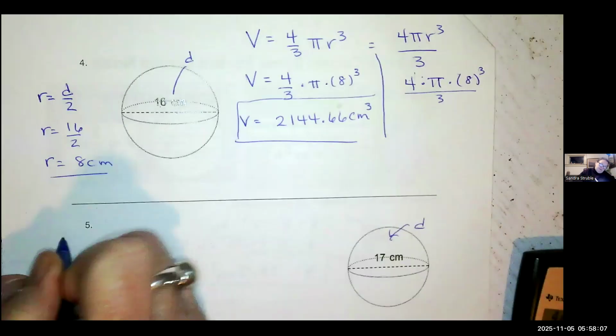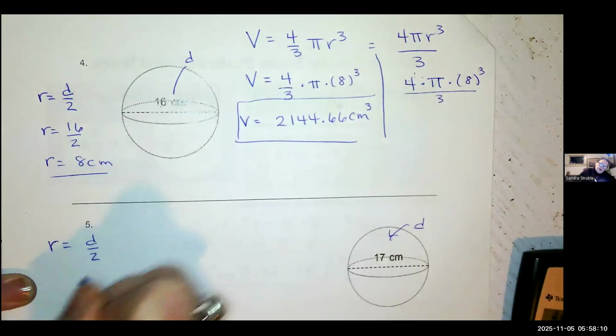All right, so let's find our radius. Diameter divided by 2. Our diameter is 17. We need to divide that by 2.